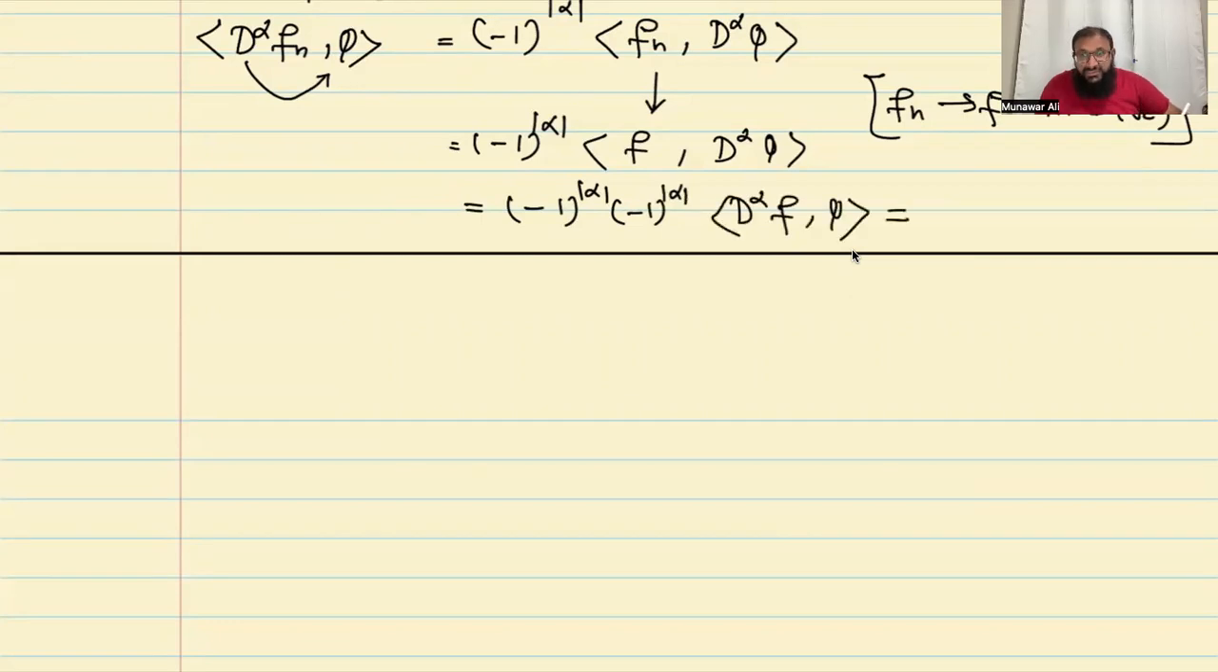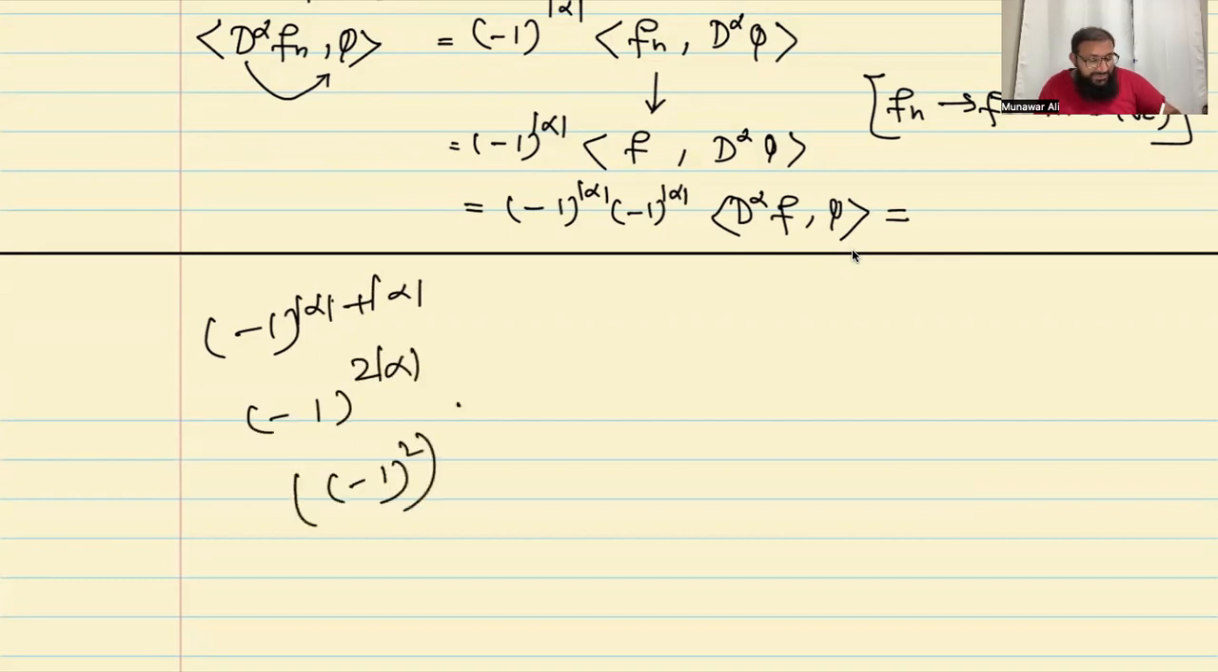And you know very well, (-1)^alpha, I'm writing here, plus alpha, this becomes (-1)^(2 alpha). And I can write (-1) whole squared whole to the alpha. This becomes 1 to the alpha, which is 1. So this is just a basic thing. So this is D alpha of f.